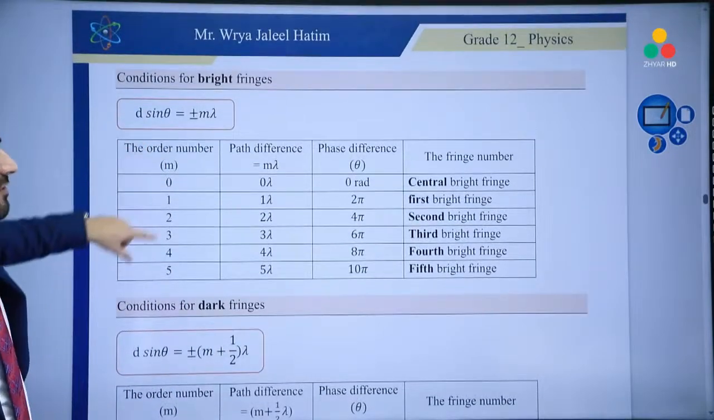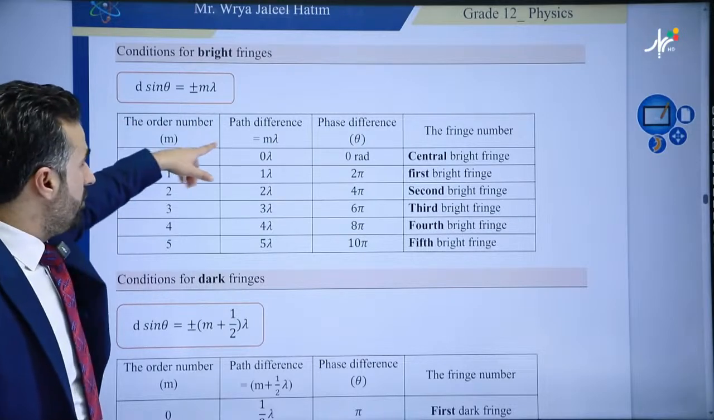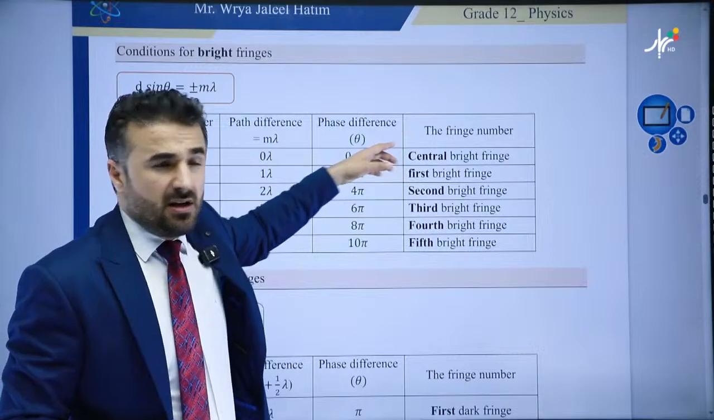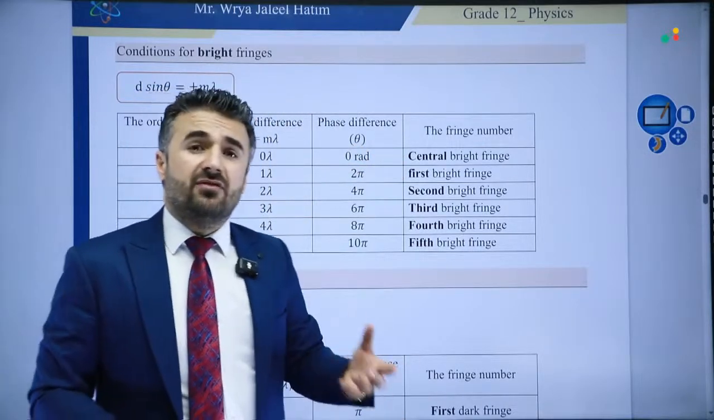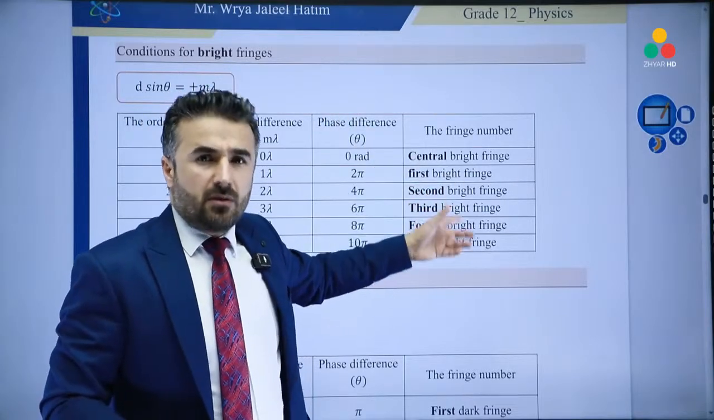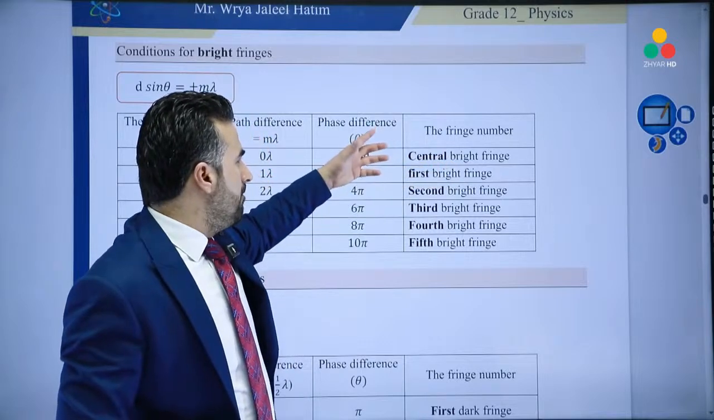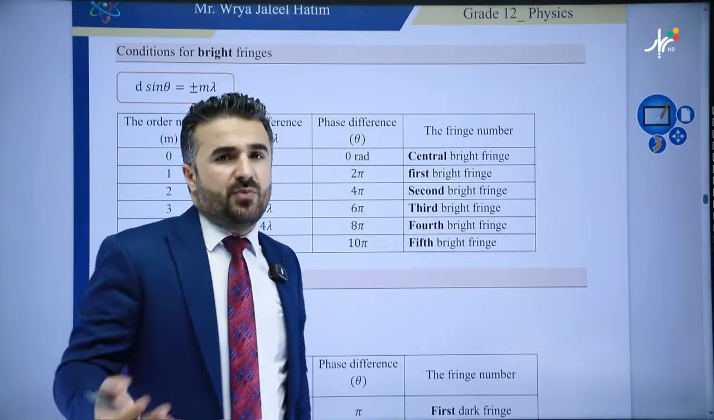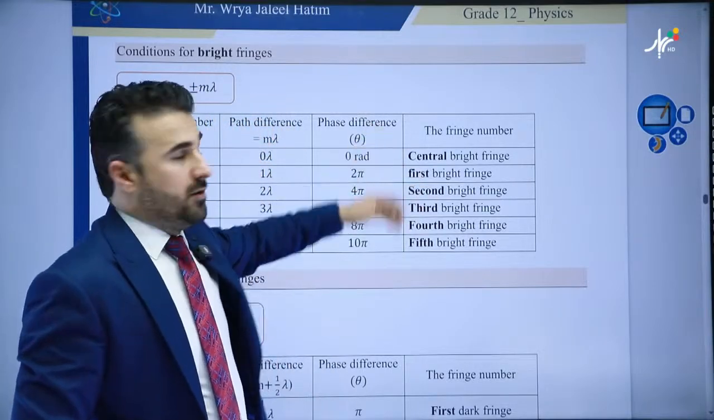So, conditions for bright fringes here. We have the order number, path difference, and phase difference. There's a difference between path and phase difference. When we say path difference, we are talking about, for example, the wavelength. But the phase difference is the angle between, or the correlation between, the waves here. And then, of course, we have the fringe number, which tells you which one it is: first, second, and all that.